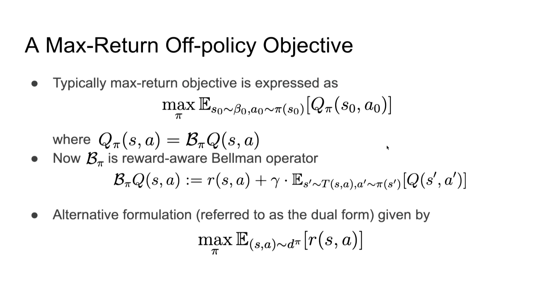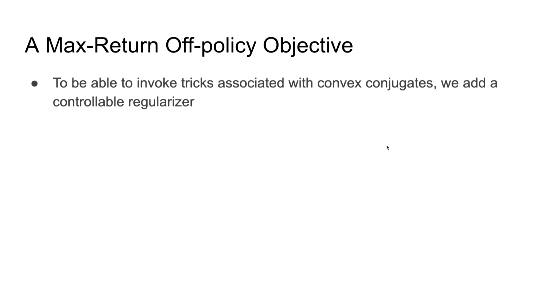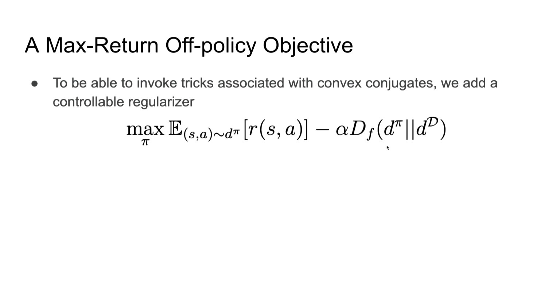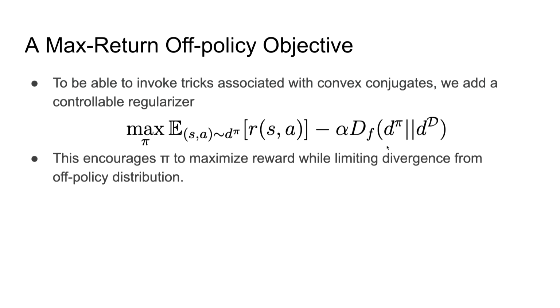So what we'll find is that this dual form, like the last application, will be more approachable. So in order to invoke the tricks we've introduced so far, we add a convex regularizer. We slightly change the problem and say, well, I want to maximize my average reward, but let's also add this regularizer saying my new policy shouldn't be too far from my off-policy data set.